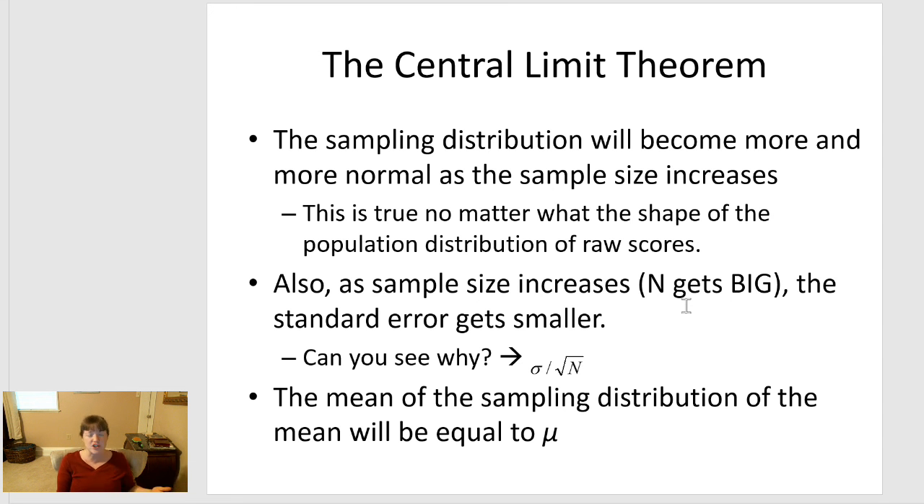But if you start averaging those dice rolls, let's say you roll a dice five times. If you roll a dice five times and calculate the average of those dice rolls, those averages are going to start looking normally distributed, no matter what the shape of the original population distribution.